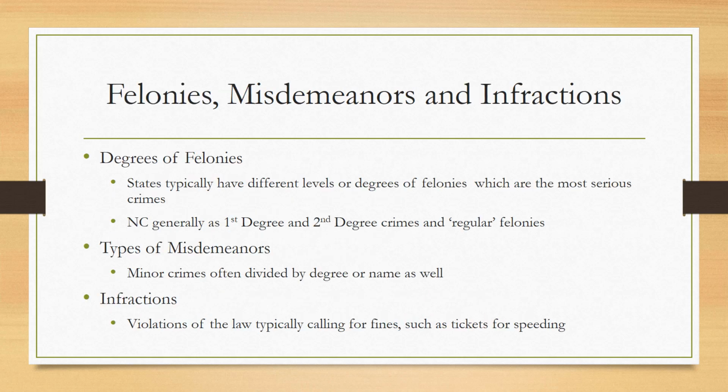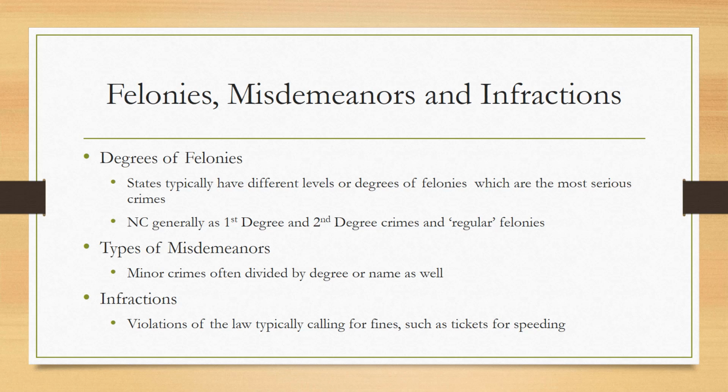Okay. Felonies, misdemeanors, and infractions. Typically, we break the criminal law up into three large groupings. First we broke the law up into civil and criminal. Now we're breaking the criminal up into felonies, misdemeanors, and infractions. Your felonies are your serious crimes.